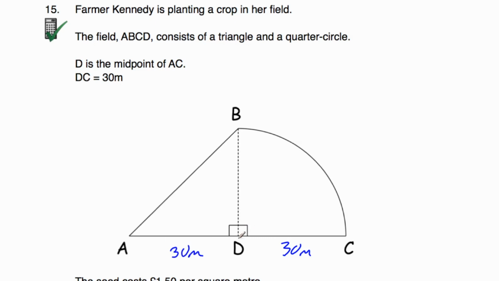Also, an interesting thing to notice is that here we have a quarter circle, so this would be the center of the circle, and if the distance from D to C is 30 meters, that means the distance from D to B would also be 30 meters, because that's in the middle of our quarter circle. That's a radius, and that's a radius as well. So we've got 30 meters, 30 meters, 30 meters.